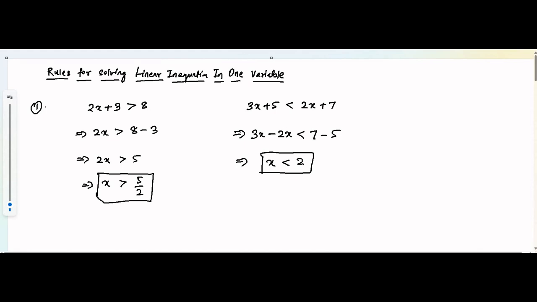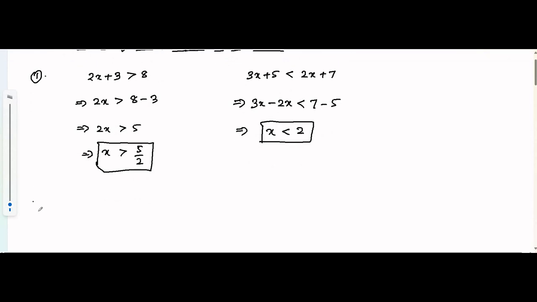So here if you see, in both the cases the sign of inequality stays the same. It does not change. On shifting terms from one side to the other, the sign of inequality stays the same. Similarly, we are now going to the second rule.